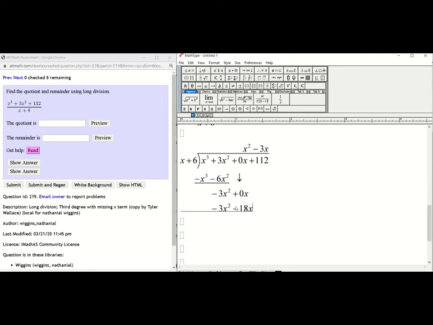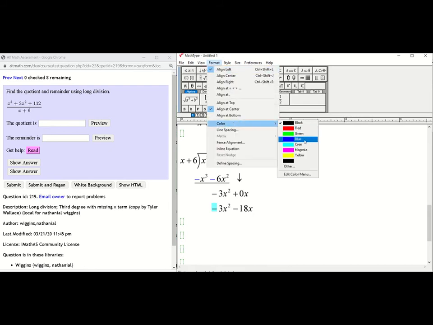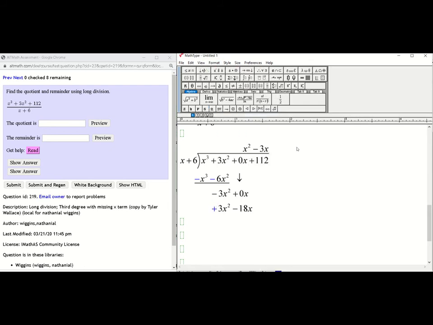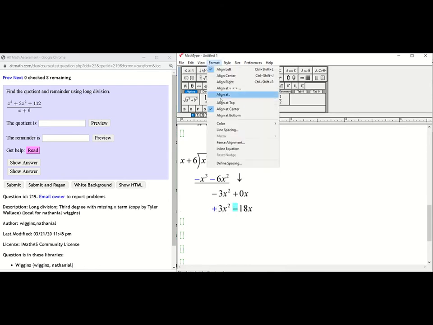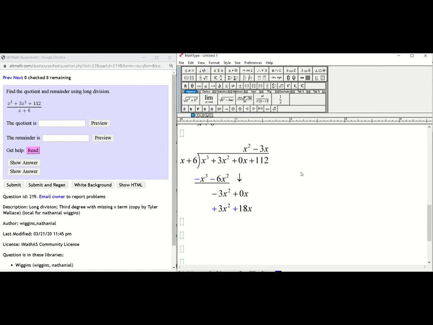Now, you see why I had that x there. I wanted this thing to match up. I don't necessarily have to do it, but man, I could get myself real confused real quick. We're going to go ahead and change the sign of these, right? So you're going to change the sign, and we're going to add downward.